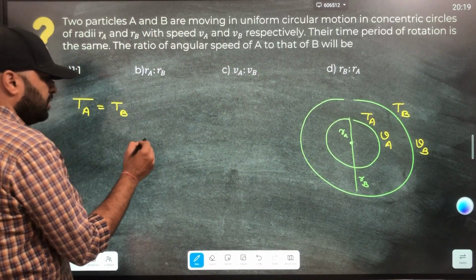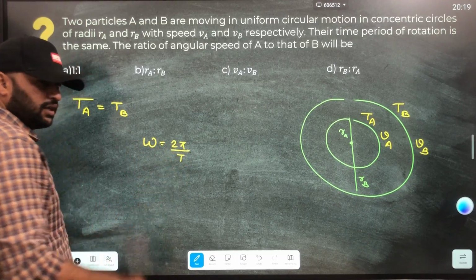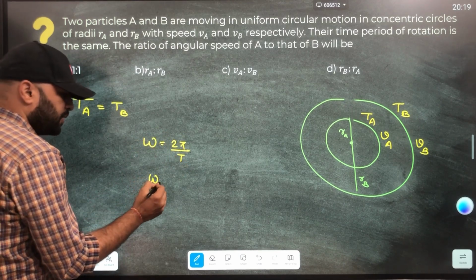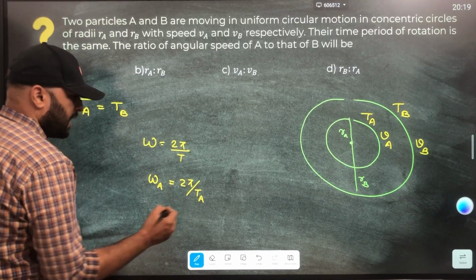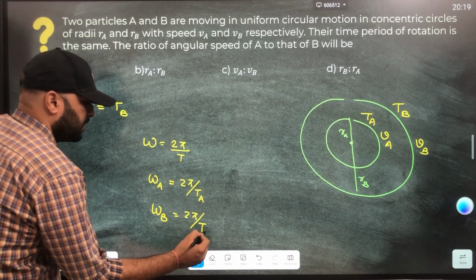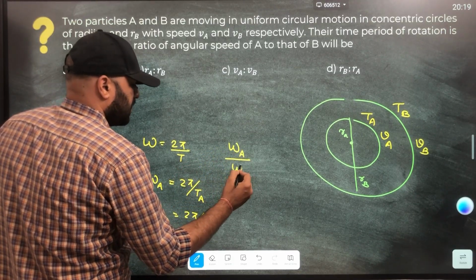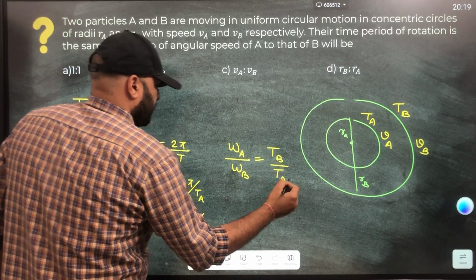Now we know that angular speed omega is nothing but 2 pi by T, correct? Angular speed is 2 pi by T. So the angular speed of the first one will be 2 pi by TA, and the angular speed of the second particle will be 2 pi by TB. If you divide both of them, you will get omega A by omega B, and that will be equal to TB by TA. And what's the value of TA and TB?